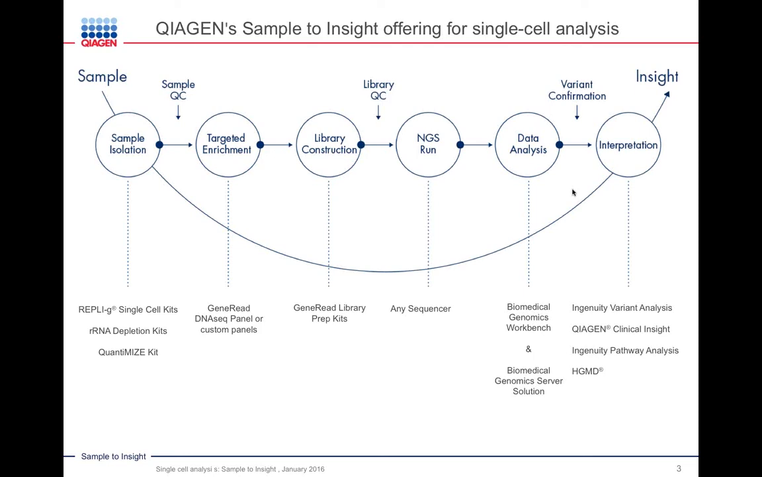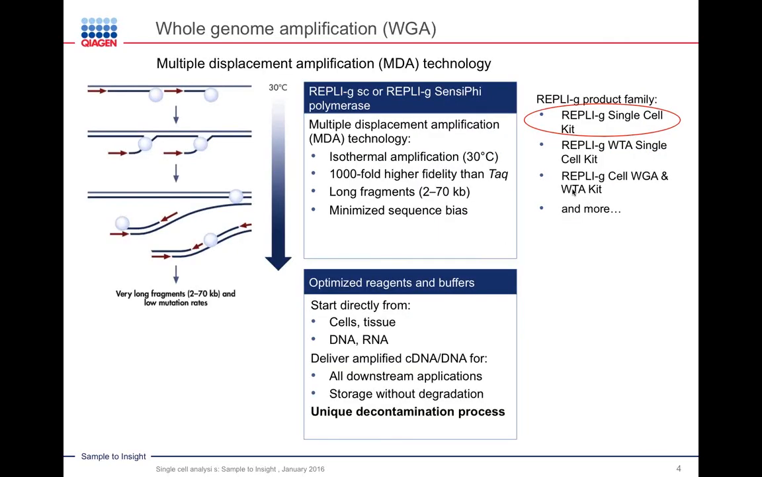The NGS runs can be run on any sequencer, so if you have a next-gen sequencer in your lab, you can use that. You can also learn more about the GeneReader sequencer that is part of the complete NGS sample to insight system that we launched at the molecular pathology meeting in November. And then, again, part of QIAGEN's recent acquisitions are the data analysis and interpretation tools that we have from CLC Bio and from Ingenuity that provide a great deal of power to the user and insight.